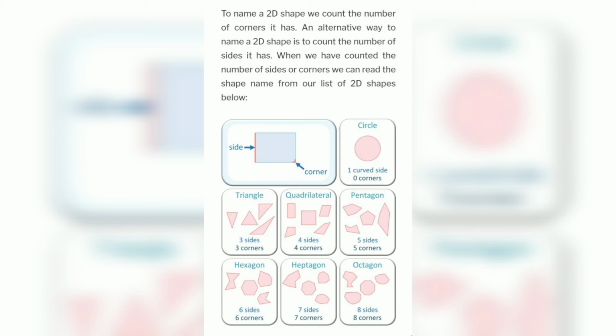A triangle has 3 sides and 3 corners, and a quadrilateral has 4 sides and 4 corners, while a pentagon has 5 sides and 5 corners. The shape which has 6 sides and 6 corners is known as a hexagon. The shape that has 7 sides and 7 corners is known as a heptagon, and the shape that has 8 sides and 8 corners is known as an octagon. Same like the shape that has 9 sides or 9 corners, it is known as a nonagon.